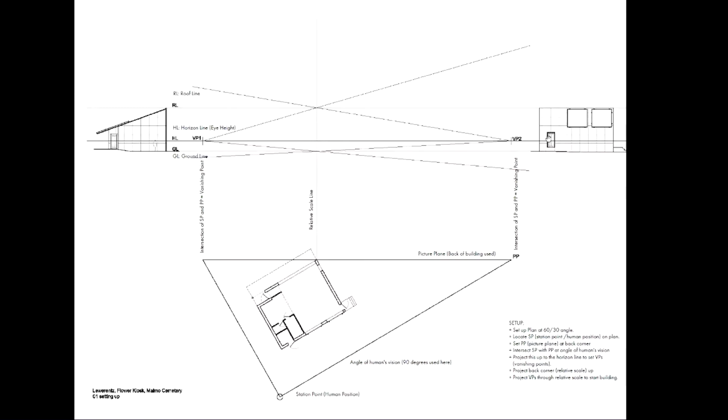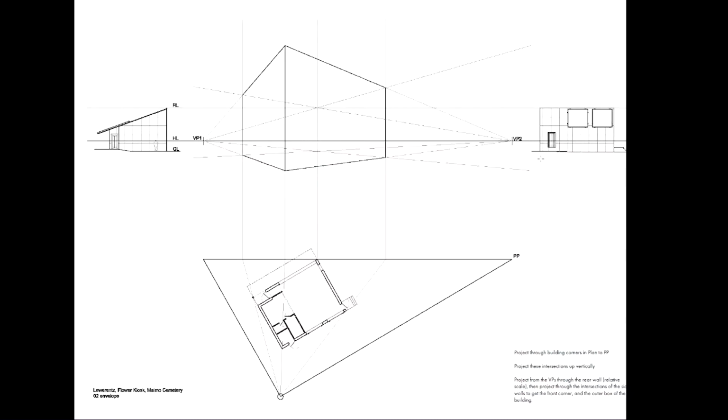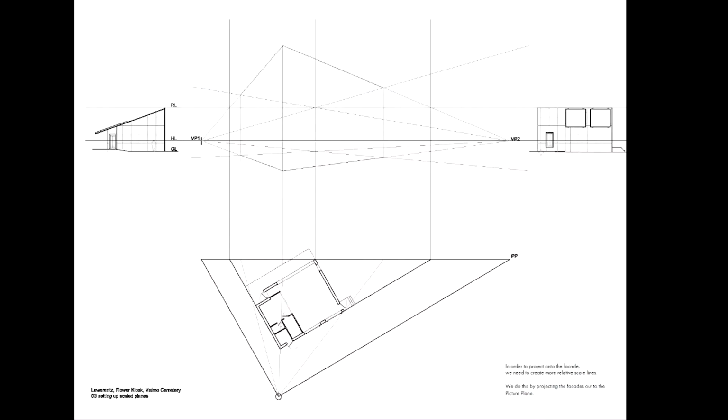Then what we'll see as we start projecting through vanishing point 1 and vanishing point 2, very similar to the last exercises, we're using the plan and the elevations to get our points in space, and they all project back to vanishing point 1 and vanishing point 2.